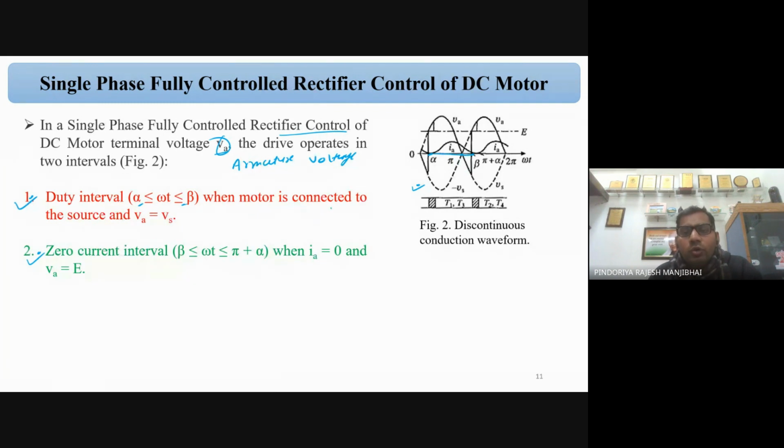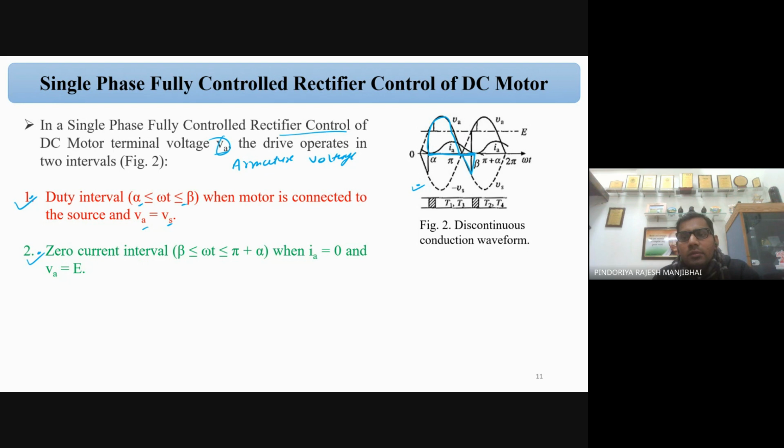When the motor is connected to the source, Va equals Vs, where Vs is the supply voltage and Va is the armature voltage. So you can see from the waveform, this duration is your connection time period. And the second duration is the zero current interval. And what is a zero current interval?